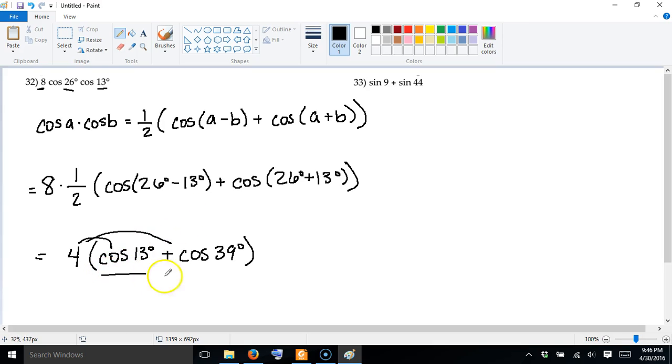Do not try to add together or subtract these values right here. They are two unlike terms because they have different angles on the inside of our cosine functions. Okay, so we're done at this point.